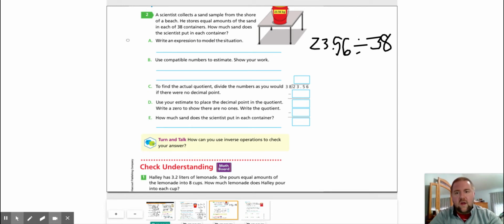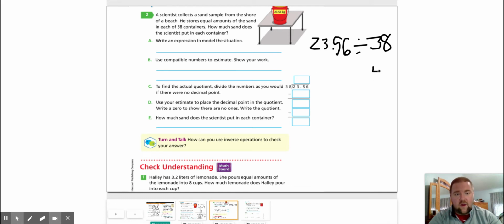All right, so the problem we have here says a scientist collects a sand sample from the shore of a beach. He stores an equal amount of the sand in each of 38 containers. How much sand does the scientist put in each container? So we've got all this sand, 23.56 kilograms. We're dividing it by 38 containers, so that's why I have the problem set up right here the way that I do. It says to use compatible numbers to estimate. We love estimating. Show your work.